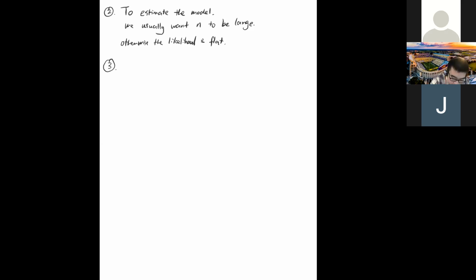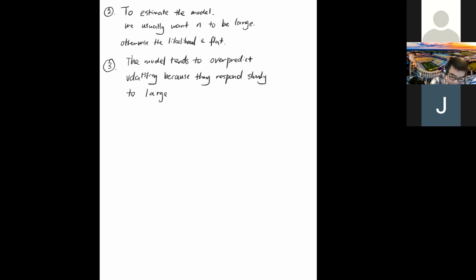Number three, the model tends to over-predict volatility, because they respond slowly to large isolated returns.